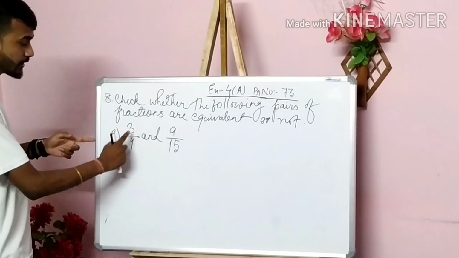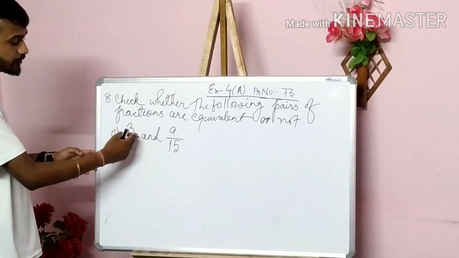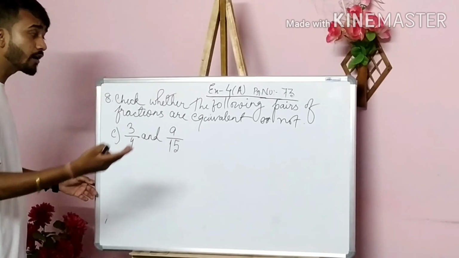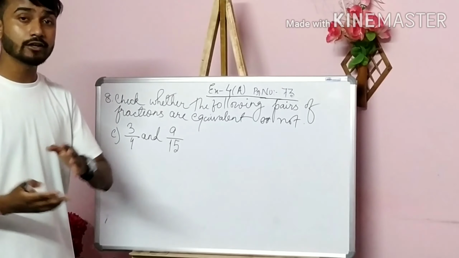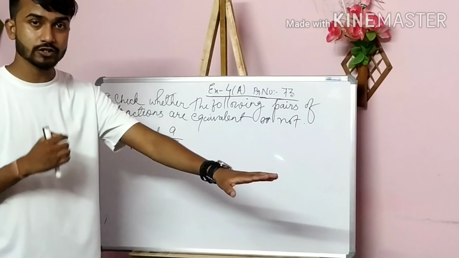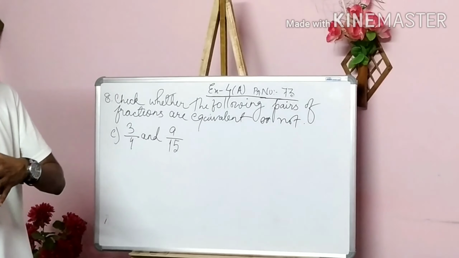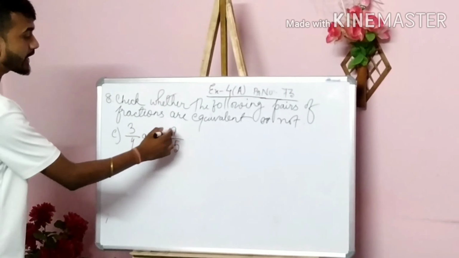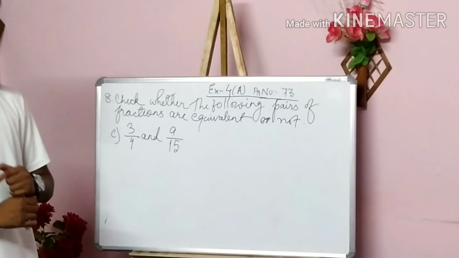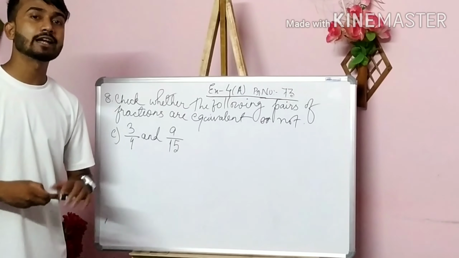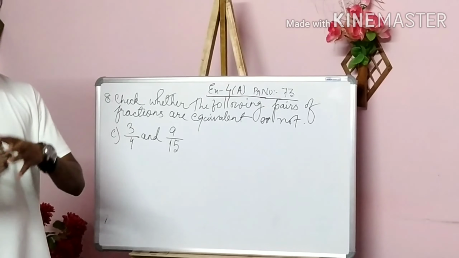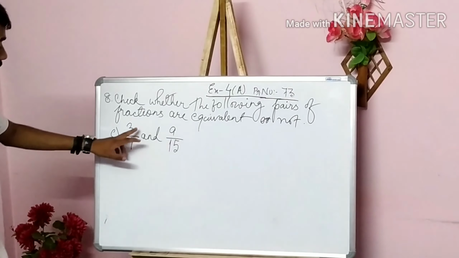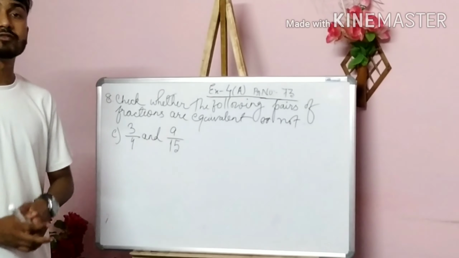In this question they have told us to find whether 3 by 4 and 9 by 15 are equivalent or not. In earlier questions we had to find equivalent fractions, meaning we had to find extra equivalent fractions, but here we have to test, or check, whether 3 by 4 and 9 by 15 are equivalent or not. So I am going to give you one idea that will make it easier for you to find out whether 3 by 4 and 9 by 15 are equivalent or not.